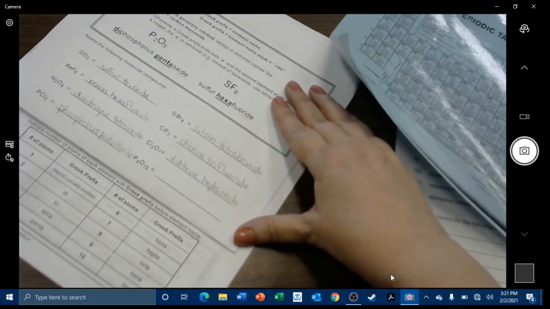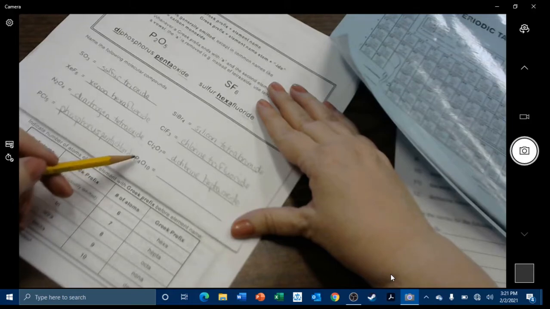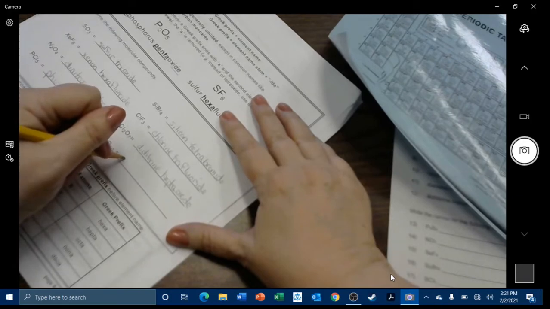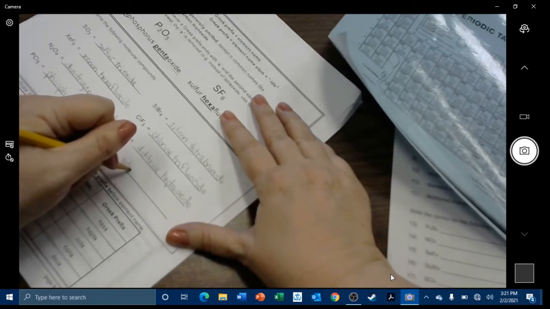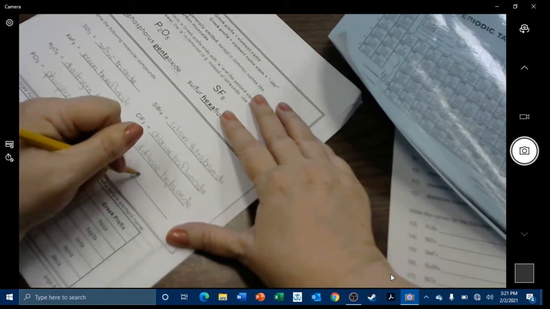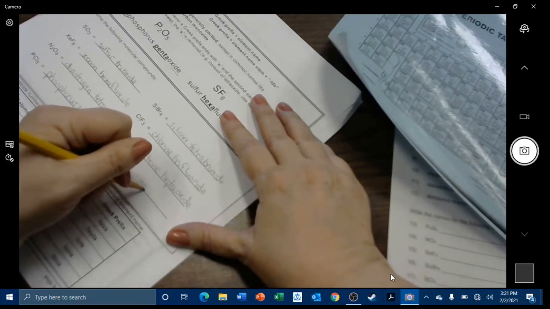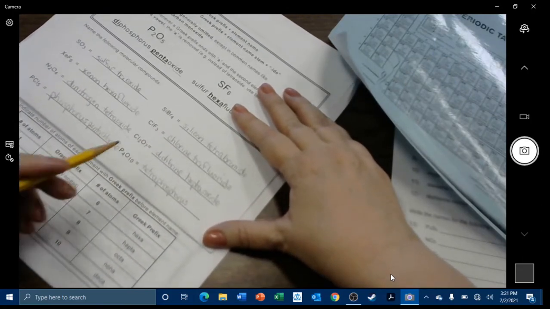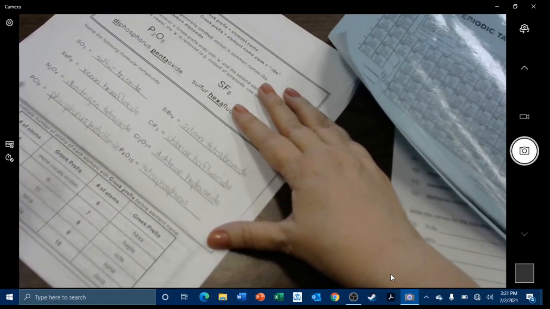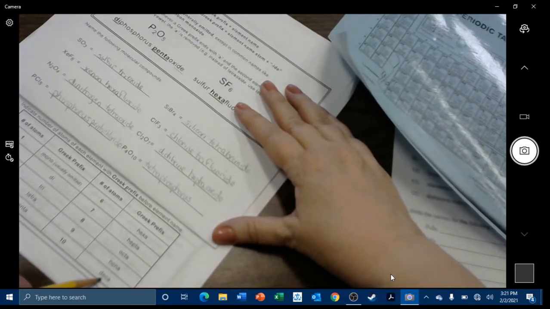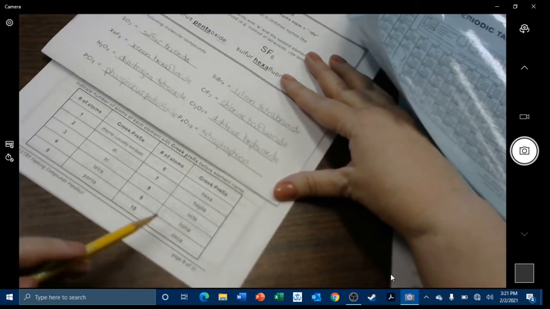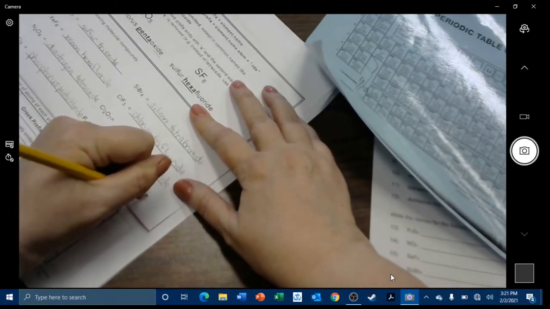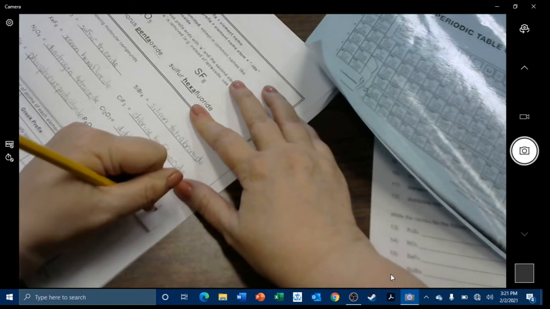Okay. Last one, we have P for phosphorus, and there's 4. So tetraphosphorus. And then you have oxygen, and there's 10 of them. So it's going to be deca oxide. Decaoxide.